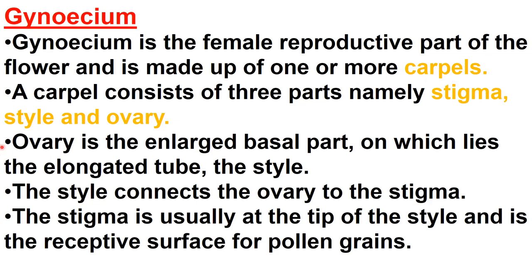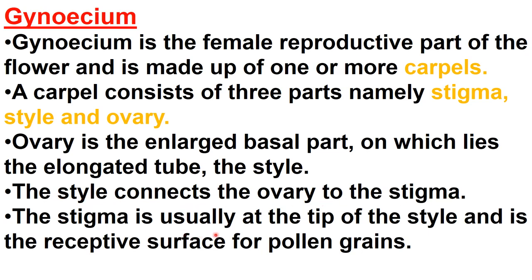Now let's see what this carpel is. A carpel consists of three parts, namely stigma, style and ovary. So you can say this is the unit of the gynoecium, and it has three parts: style, stigma and ovary. Now what is the ovary? The ovary is the enlarged basal part. So the basal part of the carpel is called the ovary, on which lies the elongated tube. So the tube-like structure on the ovary is called the style, and on the tip of the style the stigma is present, right? The style connects the ovary to the stigma, right?